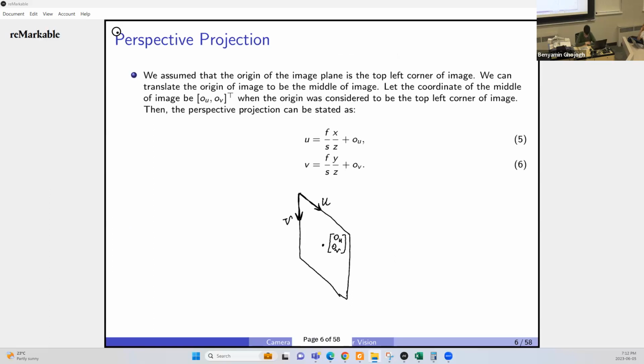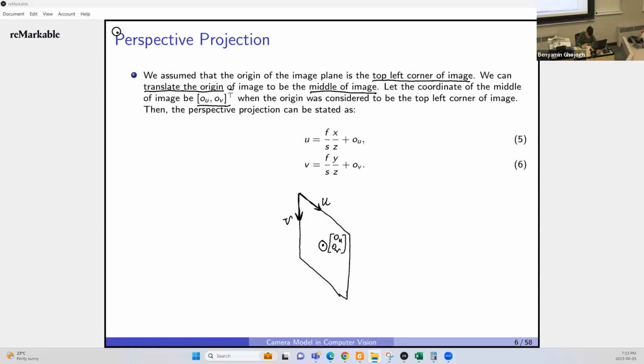Okay. We assume that the origin of the image is the top left corner of the image, right? I told you. Now we can translate the origin of the image to be in the middle of the image. So I want the middle of the image to be the origin for my image. Let the coordinate of the middle of the image be OU and OV.